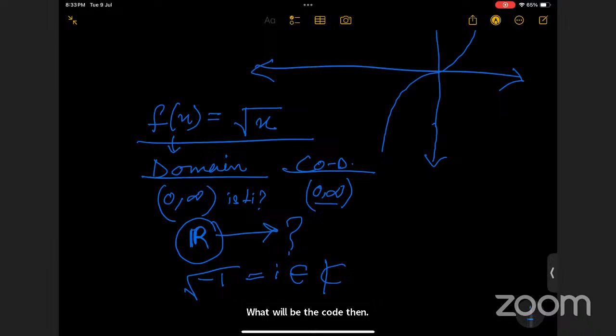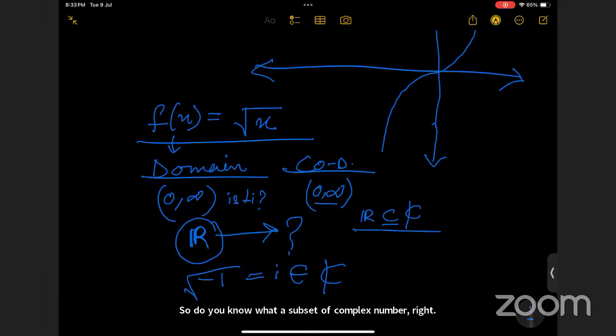What is the codomain? Real numbers and complex numbers. So a real number is a subset of a complex number, right? Yes. Convinced with that? So, what will be the codomain? Complex numbers. Yes, it must be that the codomain will be complex numbers.